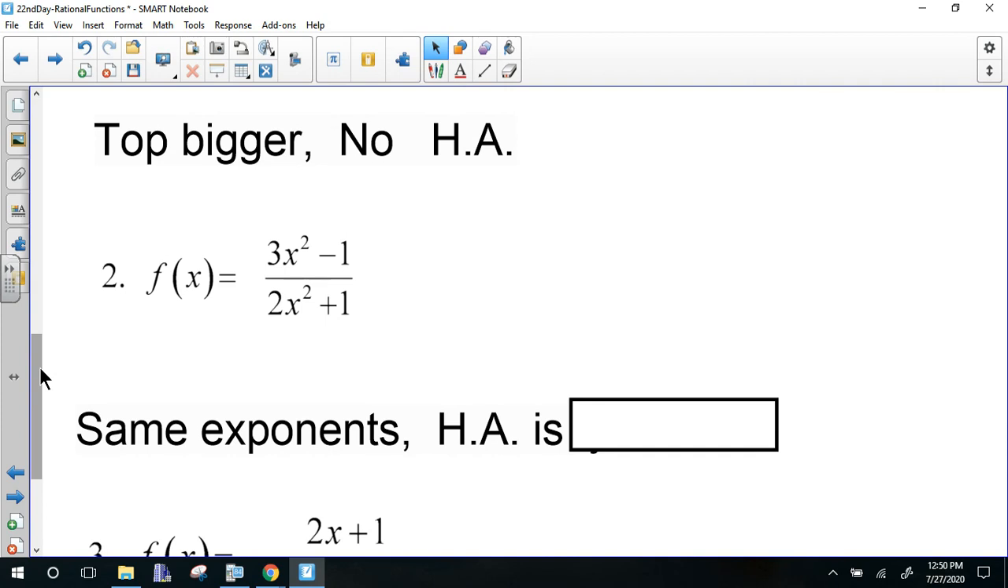Example 2, both the exponents are the same, so we're going to take the coefficients in front. We're going to take the 3 and the 2, and we're going to divide it. So y equals 3 halves. There's going to be a horizontal asymptote at y equals 3 halves.